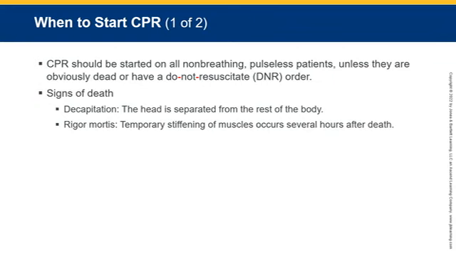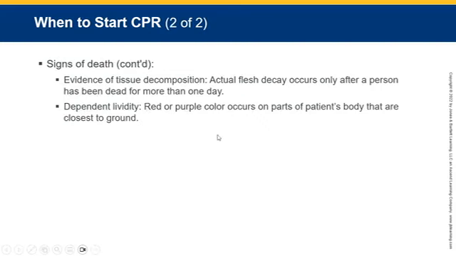Rigor mortis is that point in time where the body stiffens up. The body produces enzymes which keep the muscles supple and soft, easy to move while we're alive. As soon as we die, it stops producing these enzymes and our body stiffens up for a while. Okay, other signs of death definitely is tissue decomposition. Okay, the patient starts to smell, the flesh starts to fall off, and there's definitely no chance of helping them.